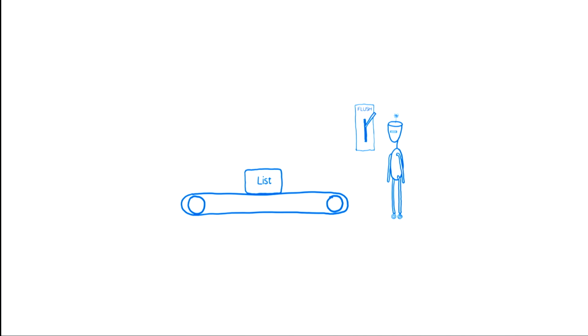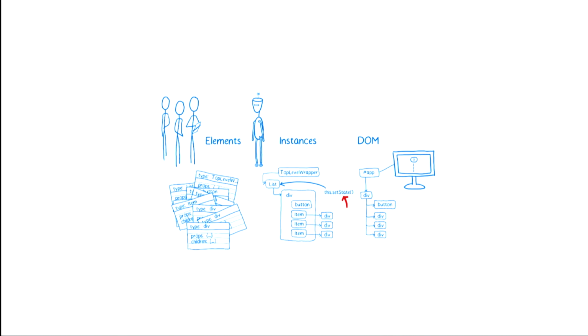It waits to see if that click handler might have done any other things, might have set state on any other instances, before it actually starts processing this. Once it's figured out if there have or haven't been any other updates, it goes through and it flushes this queue. And since list is the only thing on this queue, this is the only thing that we're going to process. So we start with the instance that had setState called and work down from there.